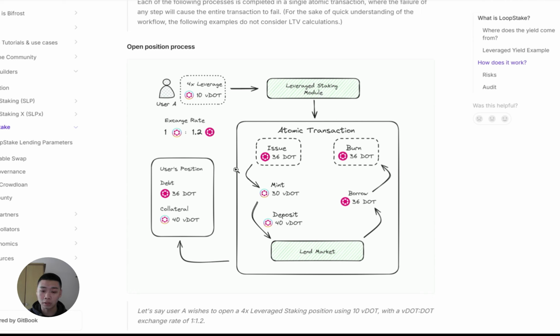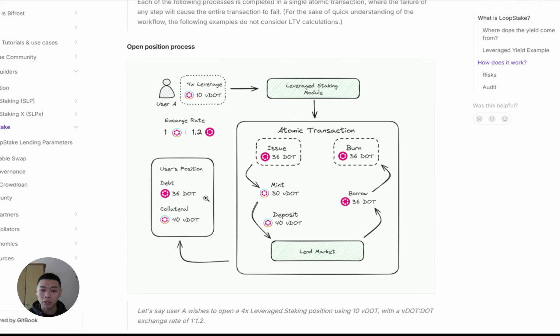Then there is an atomic transaction for borrowing and burning. Firstly, the system helps Alice issue 36 DOT, mint it to vDOT, and deposit it to the lending market. Then the system also helps Alice borrow out the DOT and burn it. So the supply and borrowing sides are now balanced.